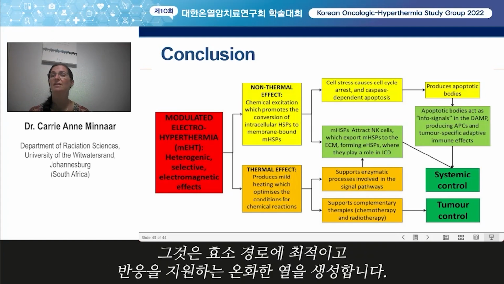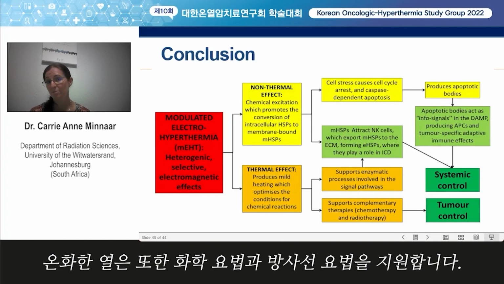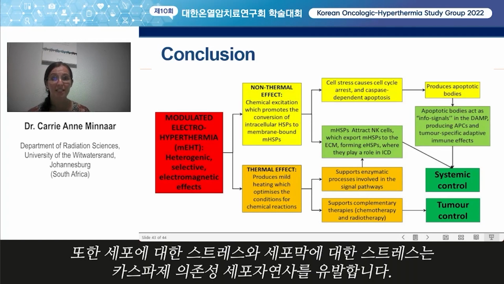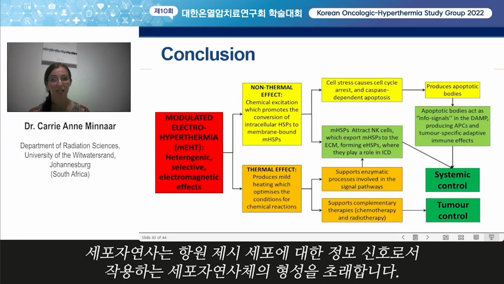It produces a mild heat which is optimal for enzymatic pathways and supports their reactions. The mild heat also supports radiotherapy and chemotherapy. The non-thermal effect results in chemical excitation that promotes the conversion of intracellular heat shock proteins to the membrane-bound heat shock proteins. Additionally, the stress on the cell and the stress on the cell membrane triggers caspase-dependent apoptosis.